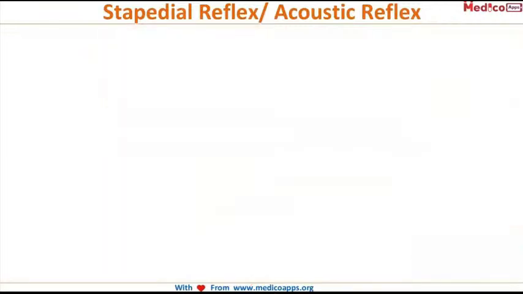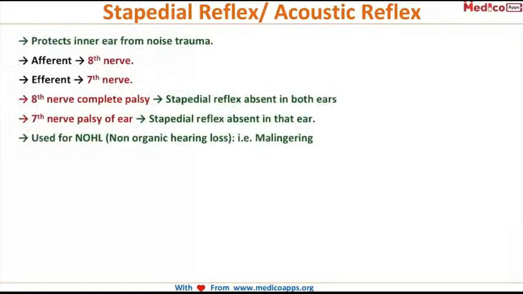Now, what is the importance of this reflex? It protects the inner ear from noise trauma. The afferent is 8th nerve. The efferent is 7th nerve. When there is an 8th nerve palsy, obviously stapedial reflex is absent in both the ears. However, if there is 7th nerve palsy, in that ear only the stapedial reflex is absent. So when there is an 8th nerve palsy, stapedial reflex is lost in both the ears. In 7th nerve palsy, only on that side of the ear there is a stapedial reflex loss.